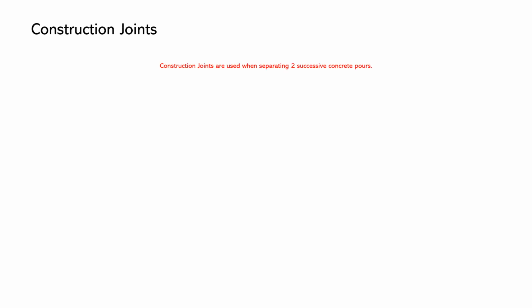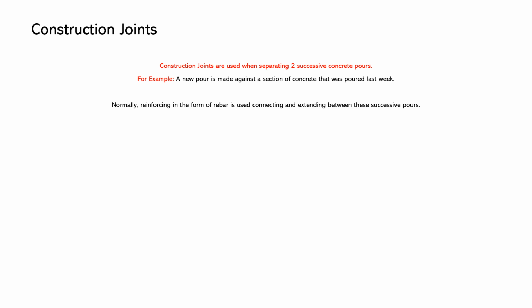Construction joints. These are also relatively simple joints. They're used when separating 2 successive concrete pours. For example, a new pour is made against a section of concrete that was poured last week. Normally, reinforcing in the form of rebar is used connecting and extending between these pours. That's often why you'll go on site.